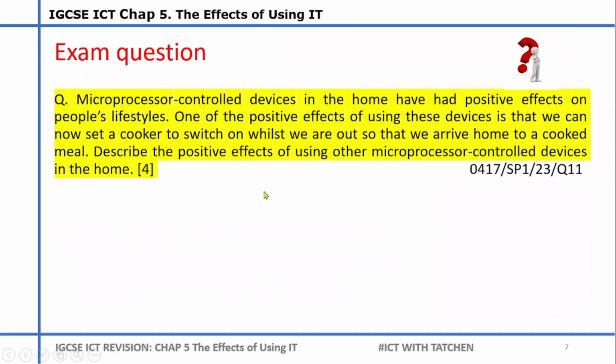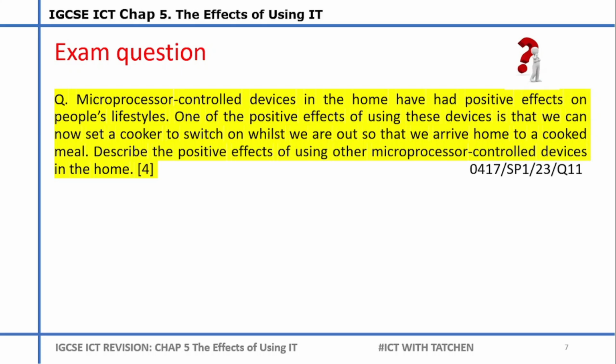Now, just to see a little bit of comprehension of what we've looked through so far, let's see a question. This is a past question from the specimen paper for 2023. That's question 11, which says microprocessor controlled devices in the home have had a positive effect on people's lifestyles. One of the positive effects of using these devices is that we can now set a cooker to switch on whilst we are out so that we arrive home to a cooked meal. This is fantastic. So describe the positive effect of using one of the microprocessor controlled devices in the home.